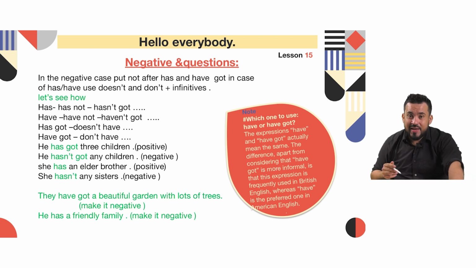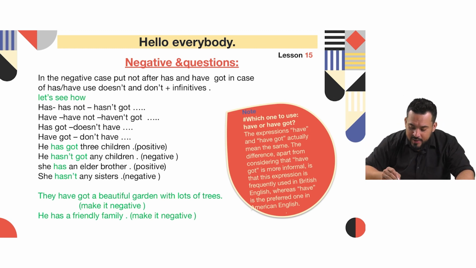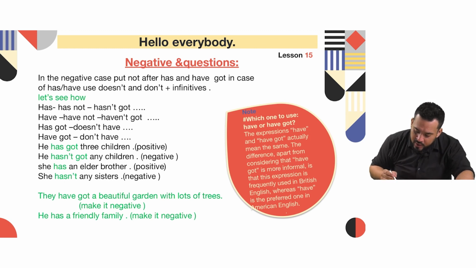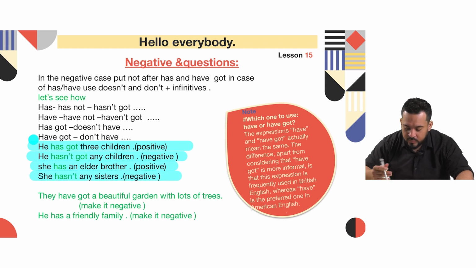If we use have got or has got, then the negative will be hasn't got or haven't got. Okay? Let's take a look at some examples. He has got 3 children. He hasn't got any children. She has an elder brother. She hasn't any sisters. Okay?